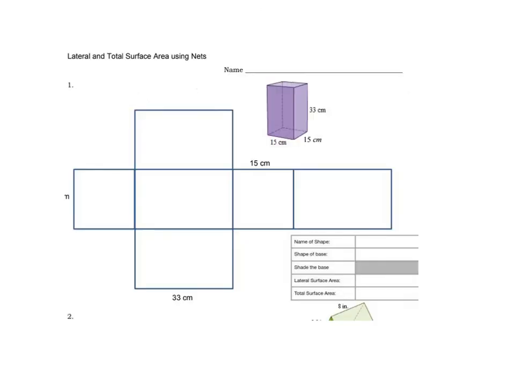Now, your assignment, this is the first one, and it's asking for lateral and total surface area. And if you notice on the bottom down here, it's asking you to name the shape, then the shape of the base. Remember, the name tells you what the shape of the base is. Then it's asking you to shade in the bases, like I've been telling you. Then you find the lateral surface area, and then you find the total surface area. Okay, so lateral and total, you have to keep those separate.